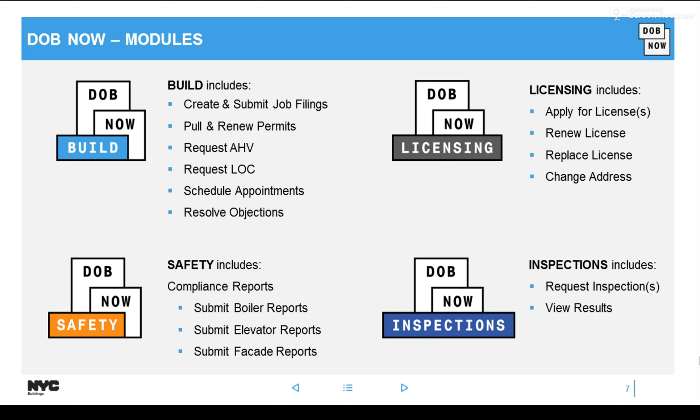We have 4 modules currently in DOB Now. We have DOB Now Build, Licensing, Safety, and Inspections. In this presentation, we will be focusing on DOB Now Build, where we create and submit job filings, pull and renew permits, request AHVs, and so forth.